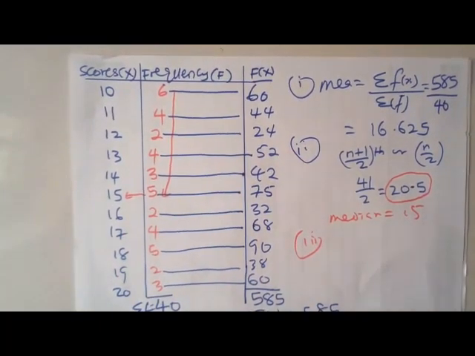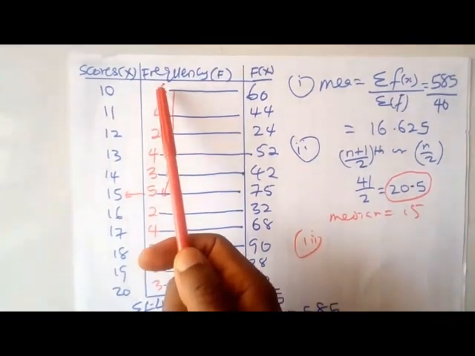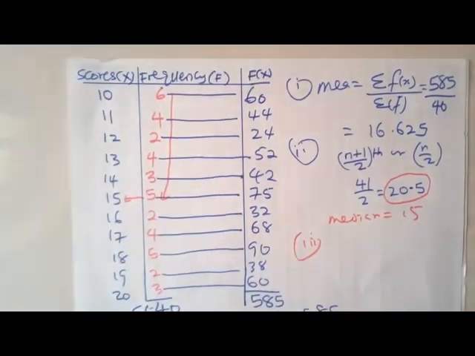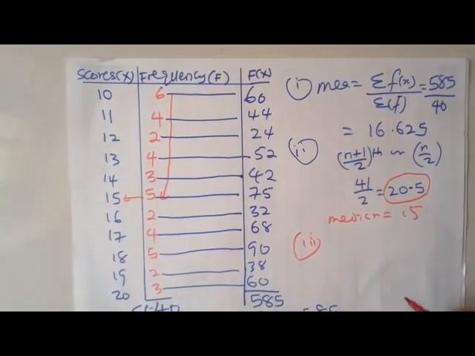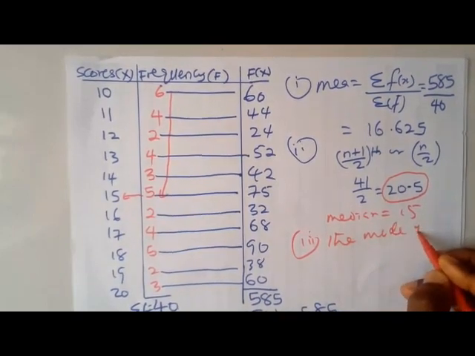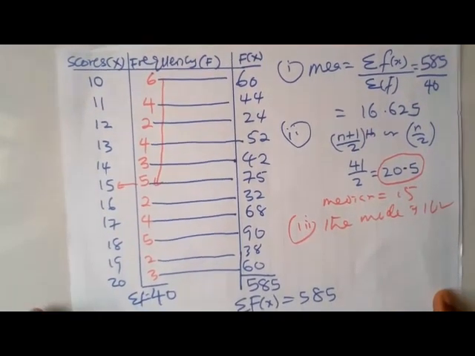So the mode is the number with the highest frequency. The highest frequency is 6. Then you trace it, which is 10. The mode is 10. It means 10 appears most.